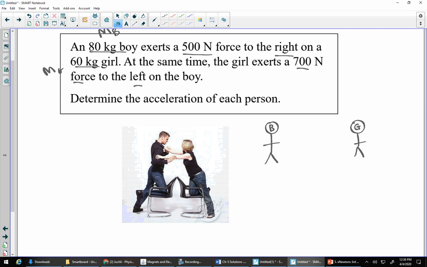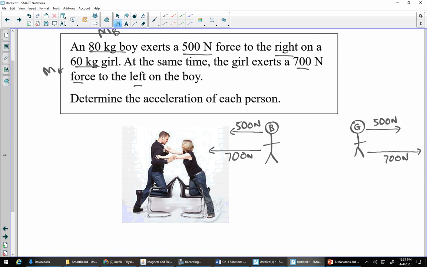So the boy is pushing to the right with a 500 Newton force on the girl. But what does Newton's third law say? If the boy pushes on the girl with 500 Newtons, the boy gets an equal and opposite force of 500 Newtons. Then it says the girl exerts a 700 Newton force to the left on the boy. This girl really doesn't like that guy for some reason. But again, Newton's third law says equal and opposite forces, so if the girl is applying a force on the boy, the boy is also applying a force of 700 Newtons on the girl.